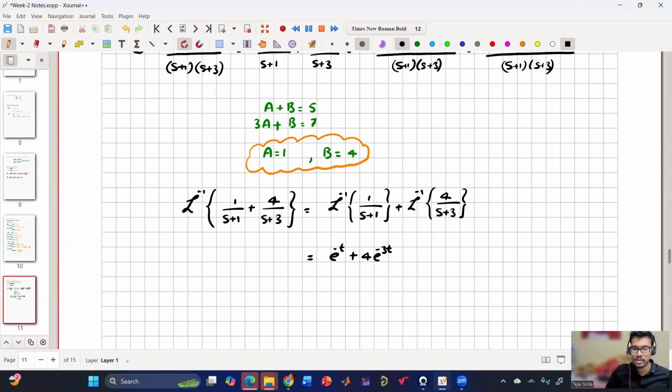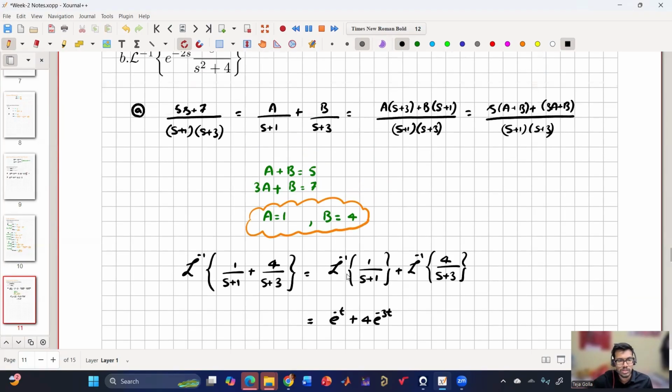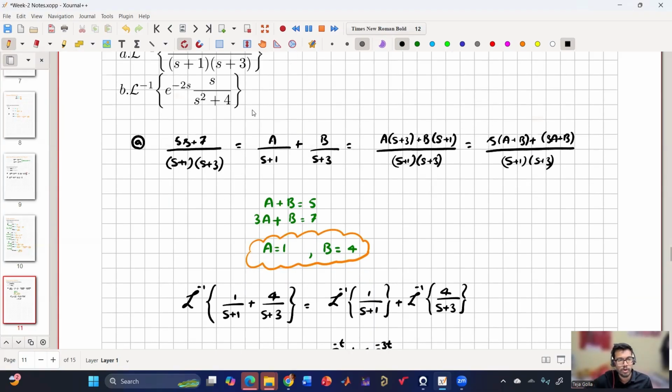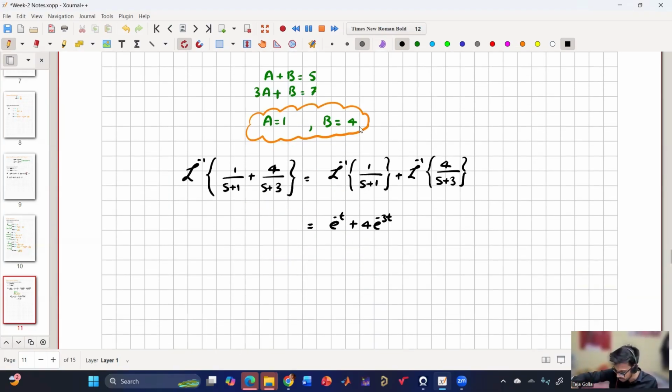We know from our standard expression that the Laplace transform of e to the power minus at is 1 by s plus a. So whenever you see 1 by s plus a, it means it is an exponential in the time domain. If you remember that, we can solve easily. So this is the first part. Now coming to the second part: e to the power minus 2s into s by s square plus 4.